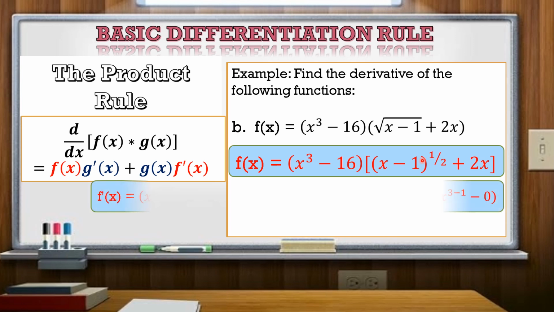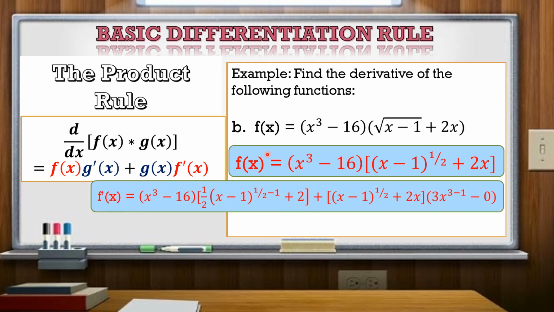Then we will apply the product rule natin. So unang gagawin, copy the first function, ito. Then multiply by the derivative of your second function. Ito yung second function natin. Okay? And the derivative of that is, drop yung 1/2, then minus 1. Kaya naging 1/2 times x minus 1 raised to 1/2 minus 1. Derivative niya yan. Then ito naman, drop yung 1, magiging 2 times 1. Then x raised to 1 minus 1. That is 0. X raised to 0 or simply 1. And 1 times 2 is 2. Kaya naging 2 yung derivative ng 2x.